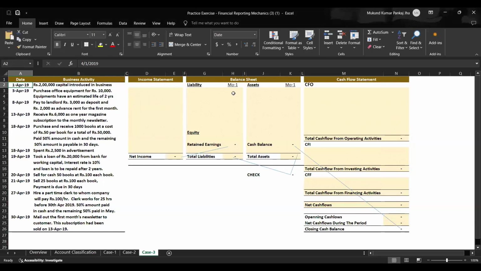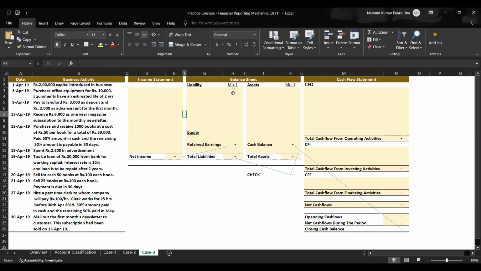The first statement, first entry says us that rupees 2 lakh, sorry, rupees 200,000 capital introduced in the business. Tell me everyone, where should I enter this? Everyone, I need reply from each and everyone. What should be the entry that I should pass? What should be the first entry and the second entry?